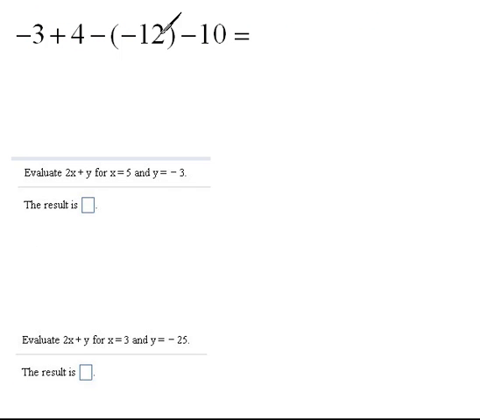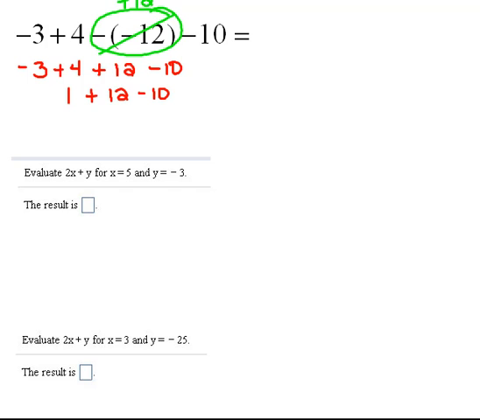In our last problem here, we have 4 different items going on, but notice that we have a minus a negative 12. That is the opposite of negative 12, which is a positive 12. So we could rewrite this as negative 3 plus 4 plus 12 minus 10, and then doing 2 things at a time. Here we have opposite signs, so we would subtract and keep the sign of the larger number. Now the 1 and the 12, the signs are the same, so we would add and keep the sign the same. And now 13 minus 10, the signs are different, so we would subtract and keep the sign of the larger number.